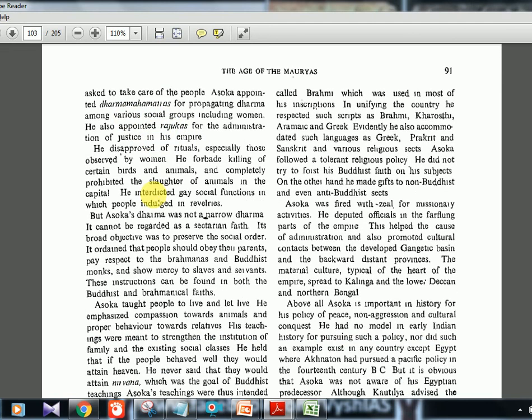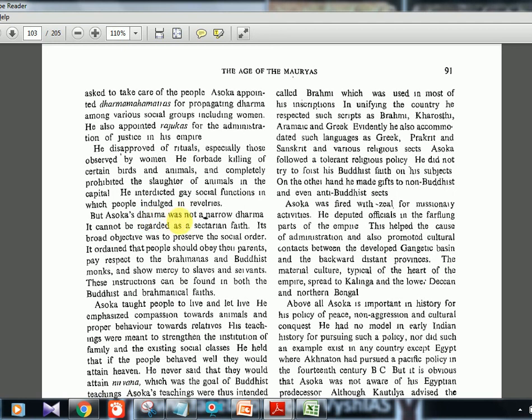He disapproved of rituals, especially those observed by women. Okay, he forbade killing of certain birds and animals and completely prohibited the slaughter of animals in the capital. So this statement looks extreme, but it is true. Okay, complete prohibition of slaughter of animals. He interdicted gay social functions in which people indulge in revelries.